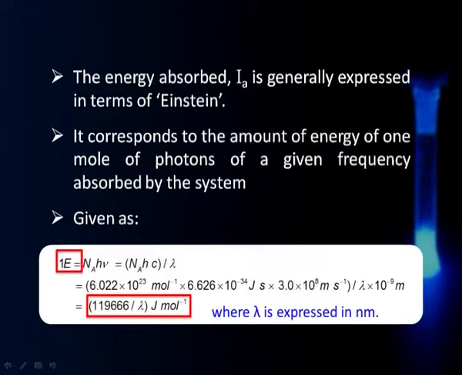We just substitute the values for Na, h and c, and after a little simplification, we find that the expression can be given as simple as this: 119,666 by lambda, where lambda is the wavelength in nanometers, because that is what we have taken here. So this gives you a kind of conversion factor. That means, just by knowing the wavelength of a photon, we can work out the Einstein, that is, if there are 1 mole of those photons, how much energy will be absorbed. So, that is what we are referring to.